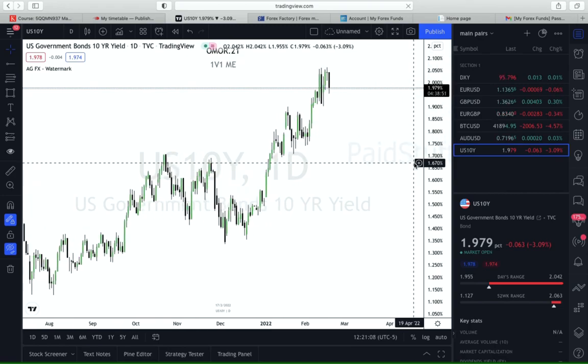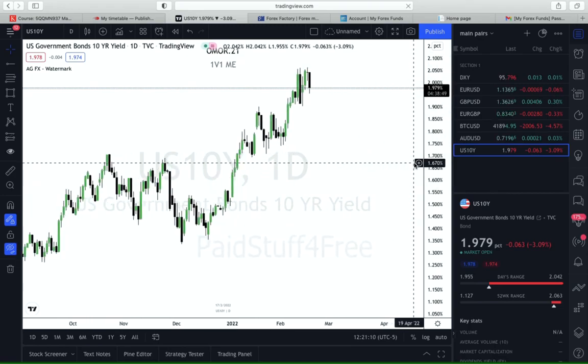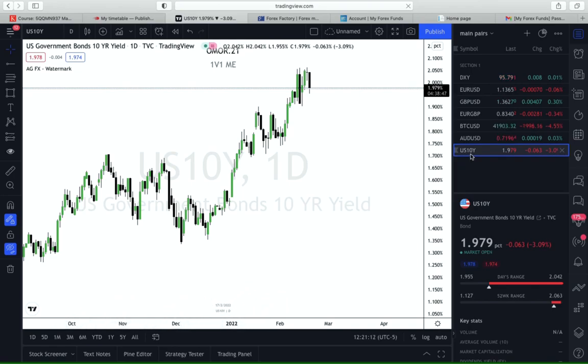This has been lesson 2, US 10-year bond yield. What this does is it gives you the bigger narrative for the DXY, because the value of the DXY is derived from the yield of the US 10-year bond yield. As the bond yield goes down, the value of the DXY goes down, and vice versa. They have a positive relationship. So that's been lesson 2.